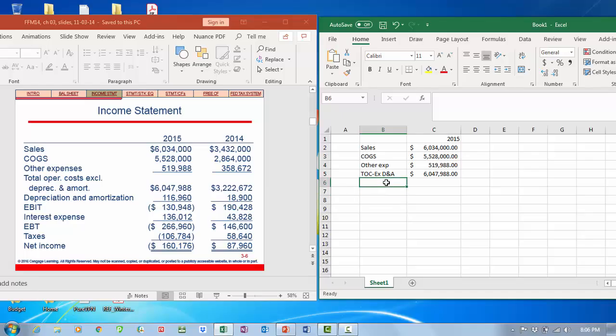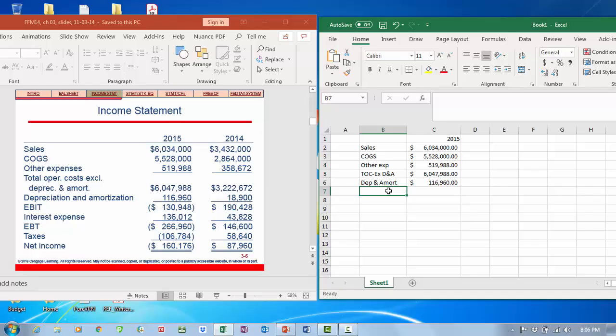Now we come to depreciation and amortization, and remember, this is an expense, or is taken as an expense, but the company does not pay this to any party. So this is 116,960, and you can see that obviously this has increased substantially compared to 2014. Why? Because the total fixed assets have increased substantially, so the depreciation figure is also going to increase.